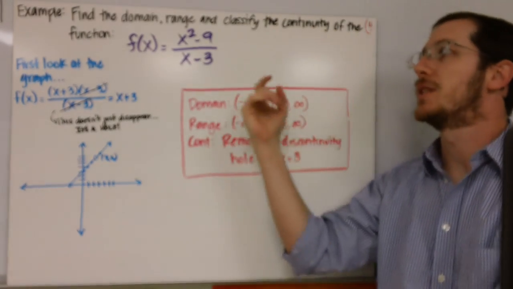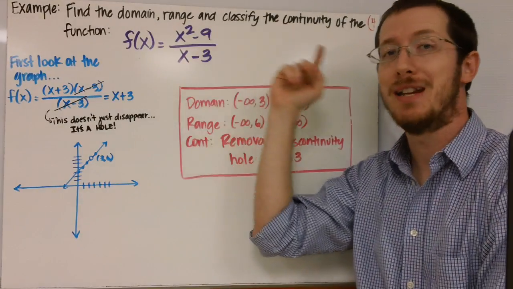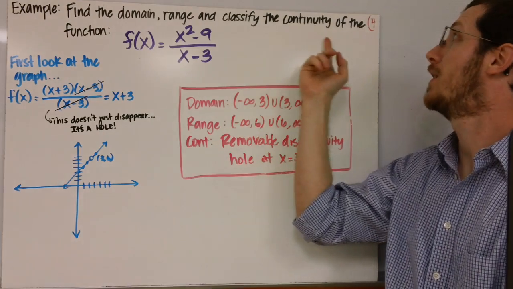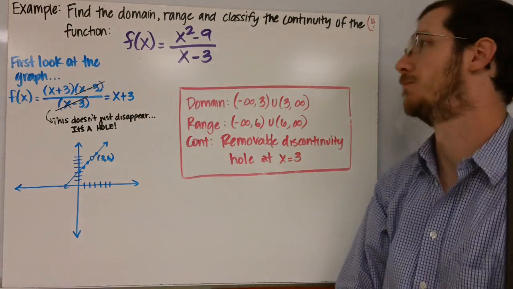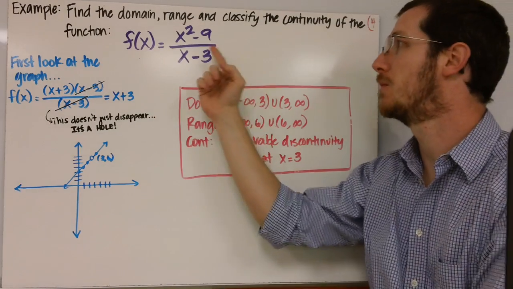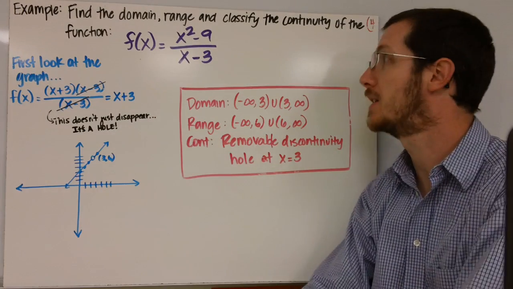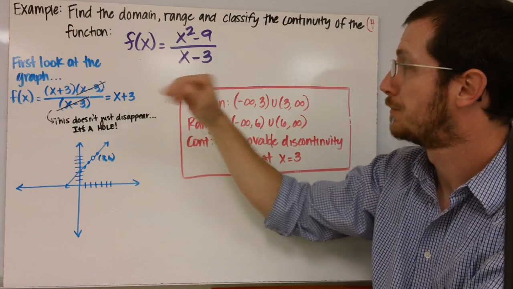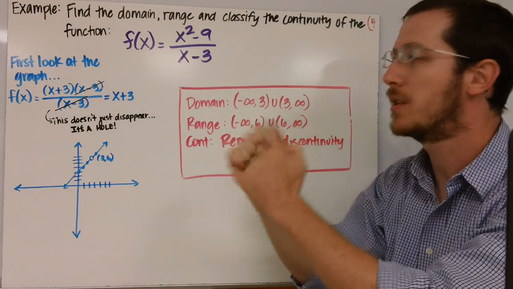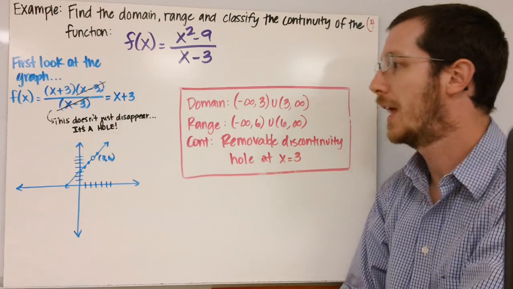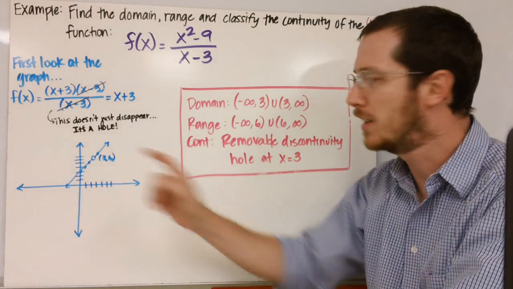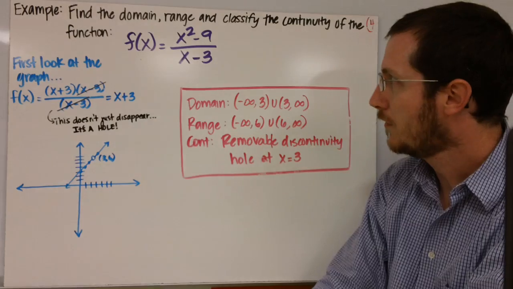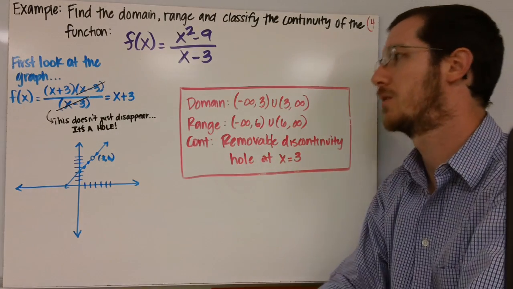Okay, so here's another example. We're asked to find the domain, range, and classify the continuity of this function. We've got f of x equals x squared minus 9 over x minus 3. First, let's take a look at the graph. We can punch it into our graphing calculator, and we'll probably see that it looks like a linear function. That's kind of strange for a rational function, but it happens.